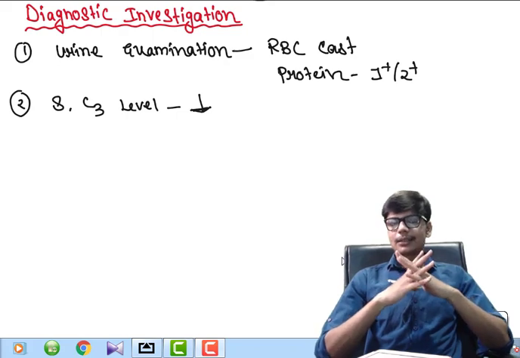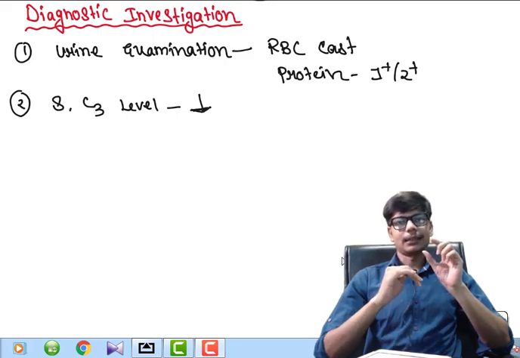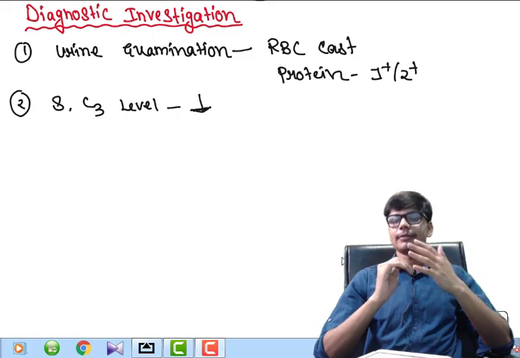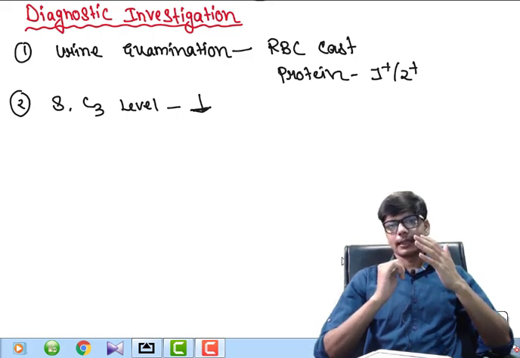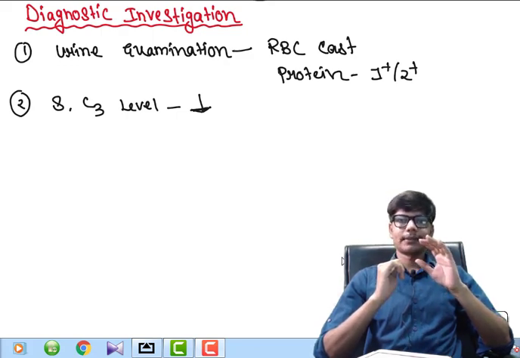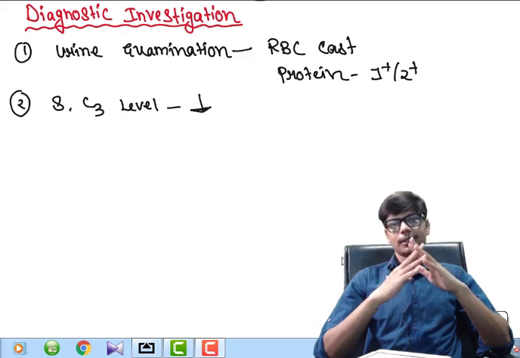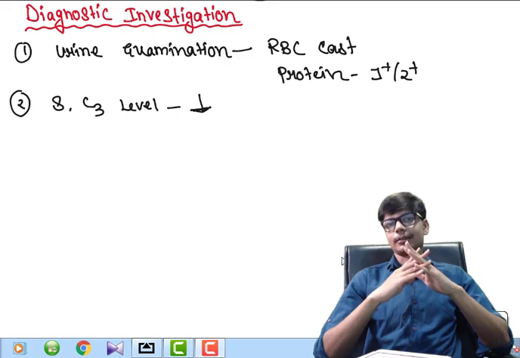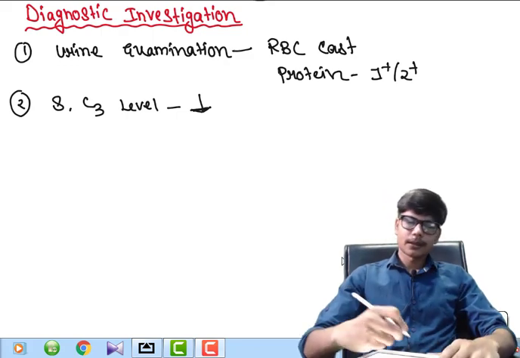As there is activation of the complement system and deposition of the complement in the glomerulus due to antigen-antibody complex depositing in the filtration unit, it leads to activation of the complement. When you check the serum complement level, it will be decreased because all the complement system has been activated and deposited in the glomerulus, hence reducing the serum complement level.